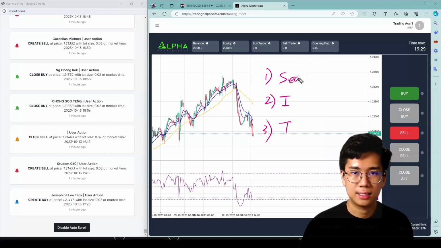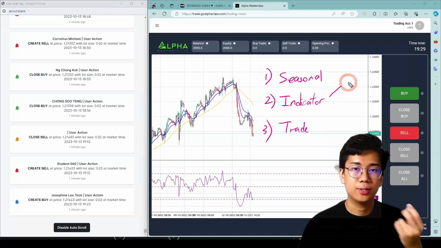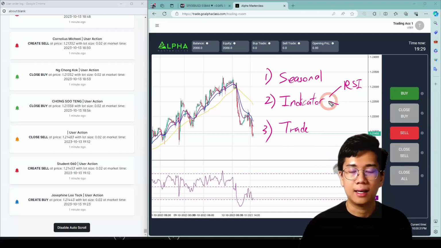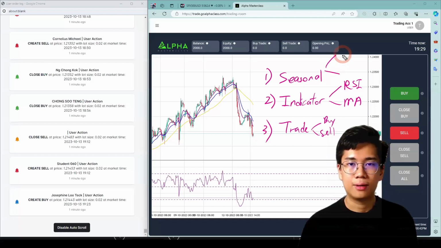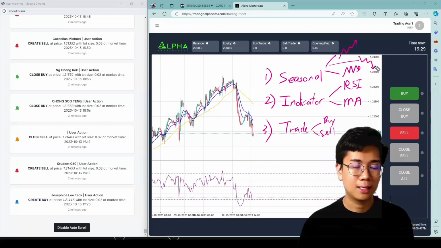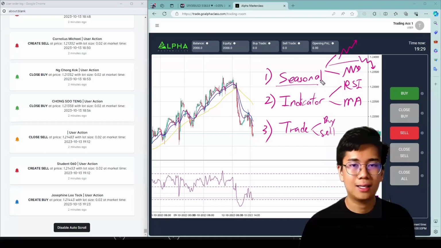First, S, seasonal. I, indicator. And T, trade. Just now, you guys have been asking me how to read the line, how to read the RSI, how to read the moving average, how to trade, how to buy, how to sell. But no one is asking me whether the market trend is an uptrend, ranging, or a downtrend. No one is asking me to show the chart of the seasonal.